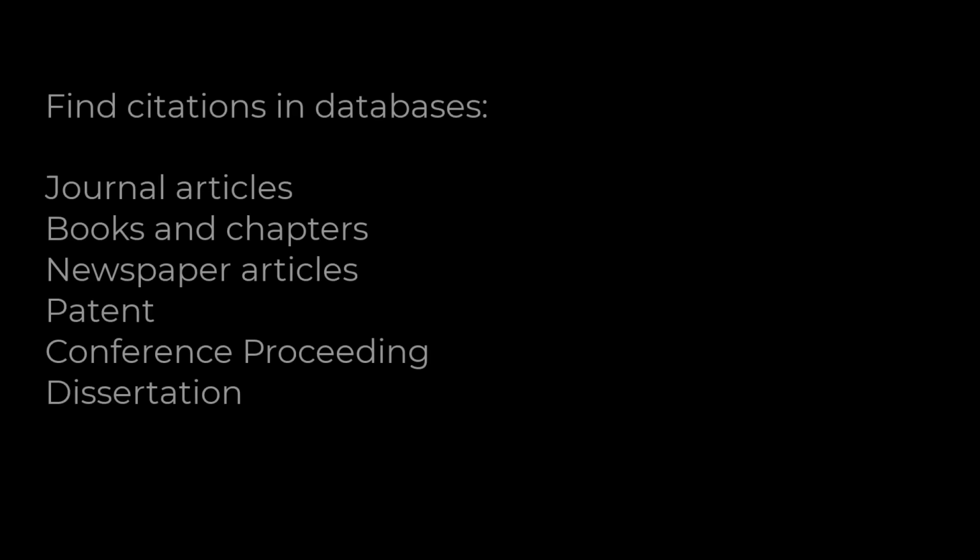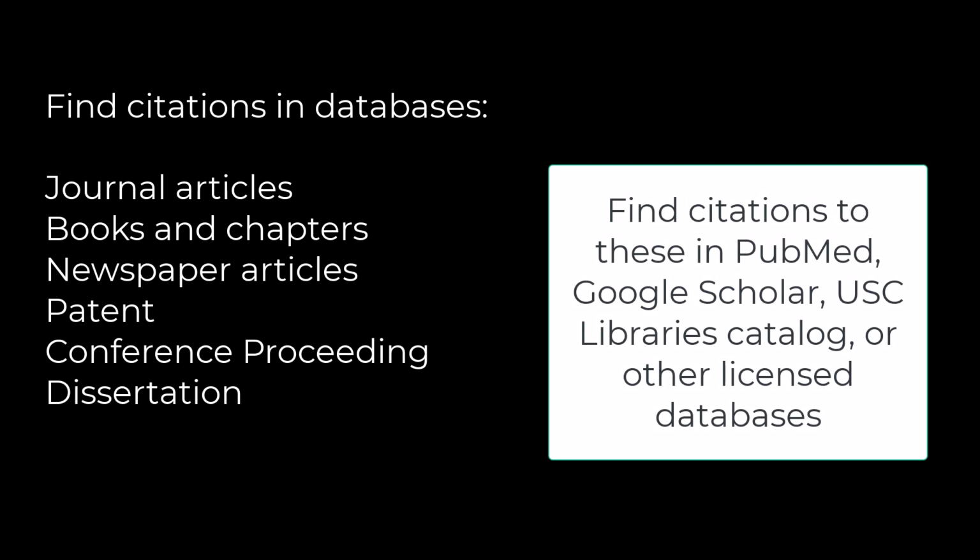If you have a citation to a newspaper article, journal article, book chapter, conference proceeding, or patent, and want to add a citation to this publication to your EndNote library, it will likely be quicker and more accurate to search a citation database for a copy of that citation and then import the citation into EndNote. You can export citations that are readable by EndNote from the USC Library Catalog, Google Scholar, PubMed, or a variety of other databases licensed by the libraries.